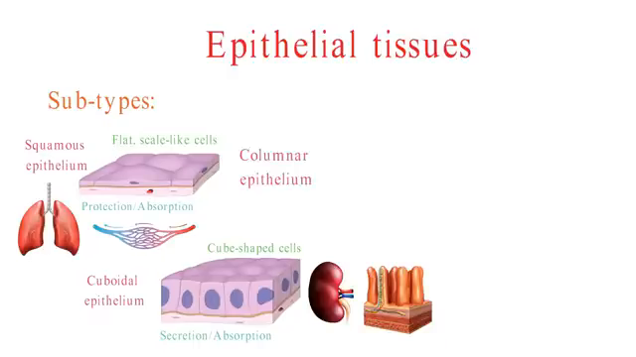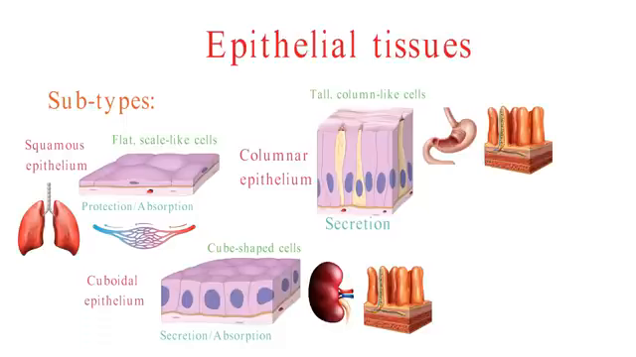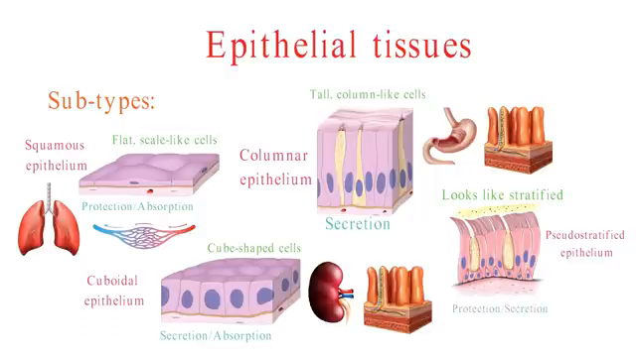Columnar epithelium is made up of tall, column-like cells. It is found in areas where there is a need for secretion, such as the lining of the stomach and the intestines. Pseudostratified epithelium looks like it is stratified, but it is actually not. The cells are all connected at the base, but they vary in height. It is found in areas where there is a need for both protection and secretion, such as the lining of the respiratory tract.